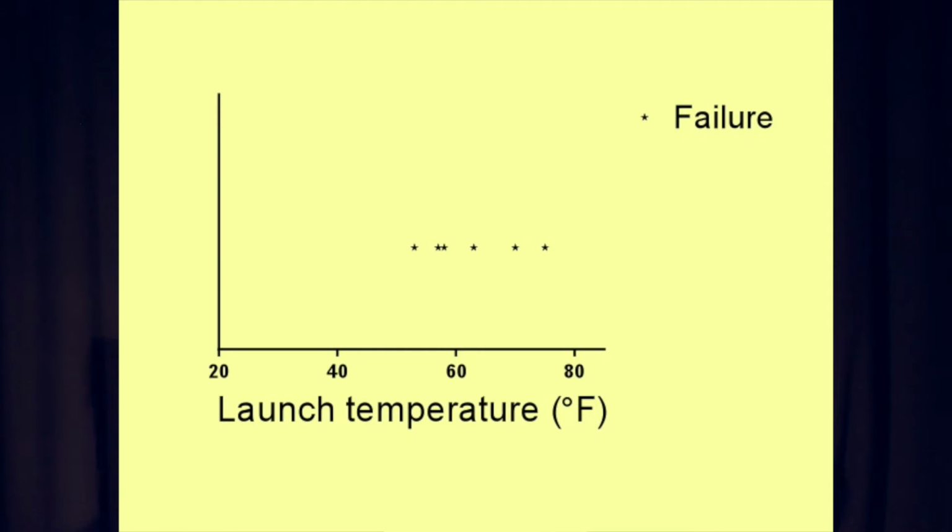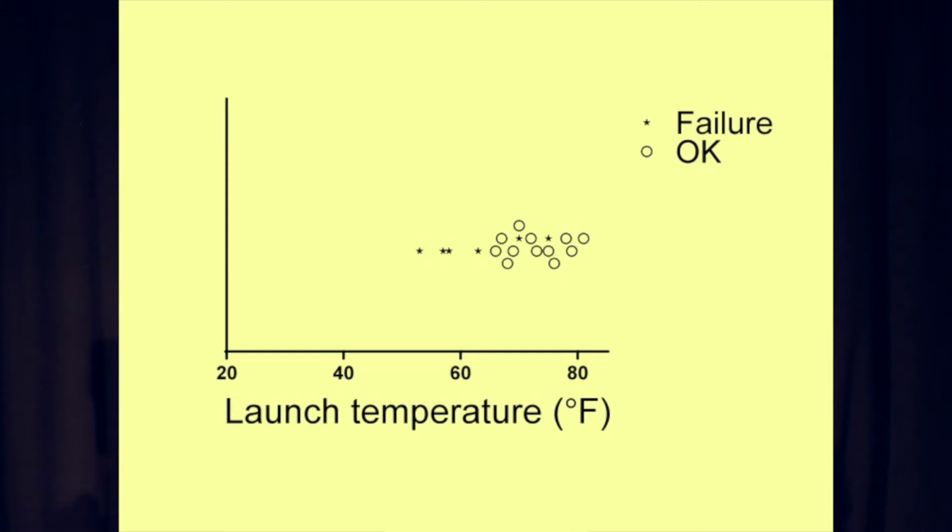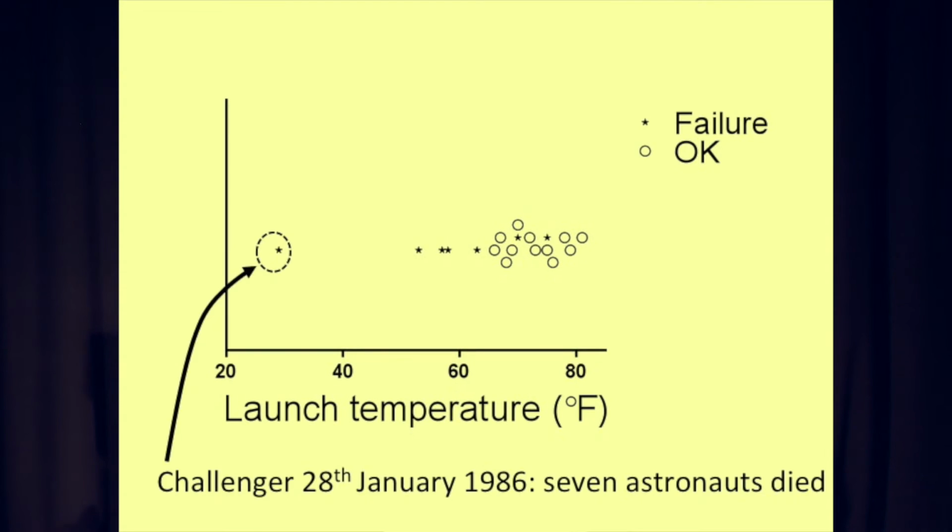Not much of a signal there, but if you add in the successes, you can see there's a bit of an idea coming out that low temperature isn't very healthy, and that was disastrously proved in January 1986 when they launched a rocket with an ambient temperature down there, and 7 astronauts died shortly after takeoff.